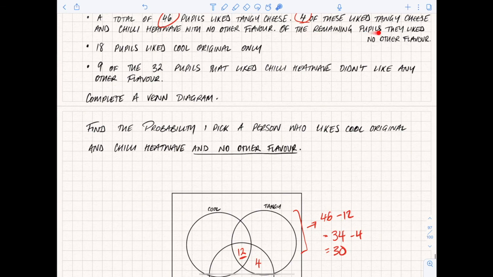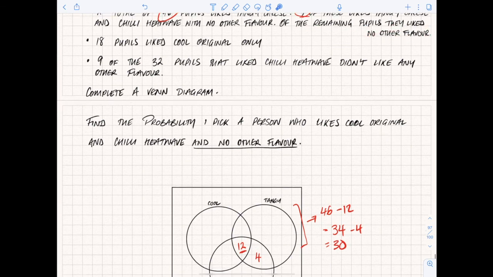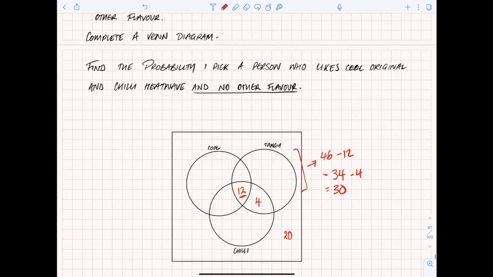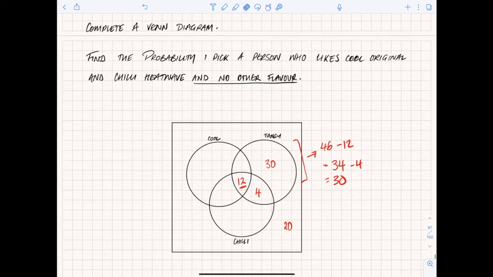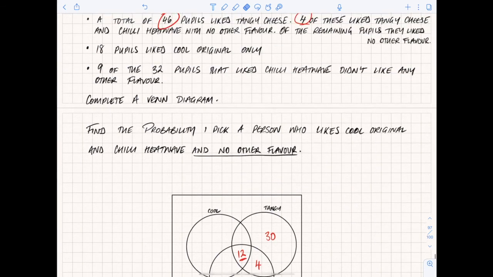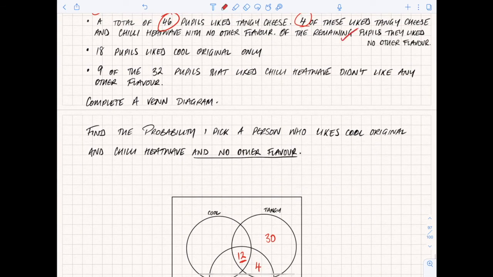It says of the remaining pupils, they liked no other flavour. Right, so therefore that 30 has to go in that section there, because none of the 30 can go in there because they didn't like any other flavour. So what I've done is I've filled in my tangy cheese section there. So let's rub all that working out now because we don't need that. I can tick that one, so I've dealt with that now.